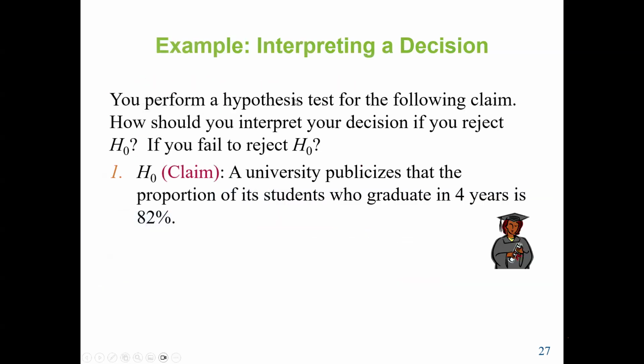So here we are going to see an example of how to interpret a decision. Here they say we perform hypothesis testing for the following claim. How should you interpret your decision if you reject H0 and if you fail to reject H0? The claim: the university publicized that the proportion of its students who graduate in 4 years is 82%. It means equal, so two-way.